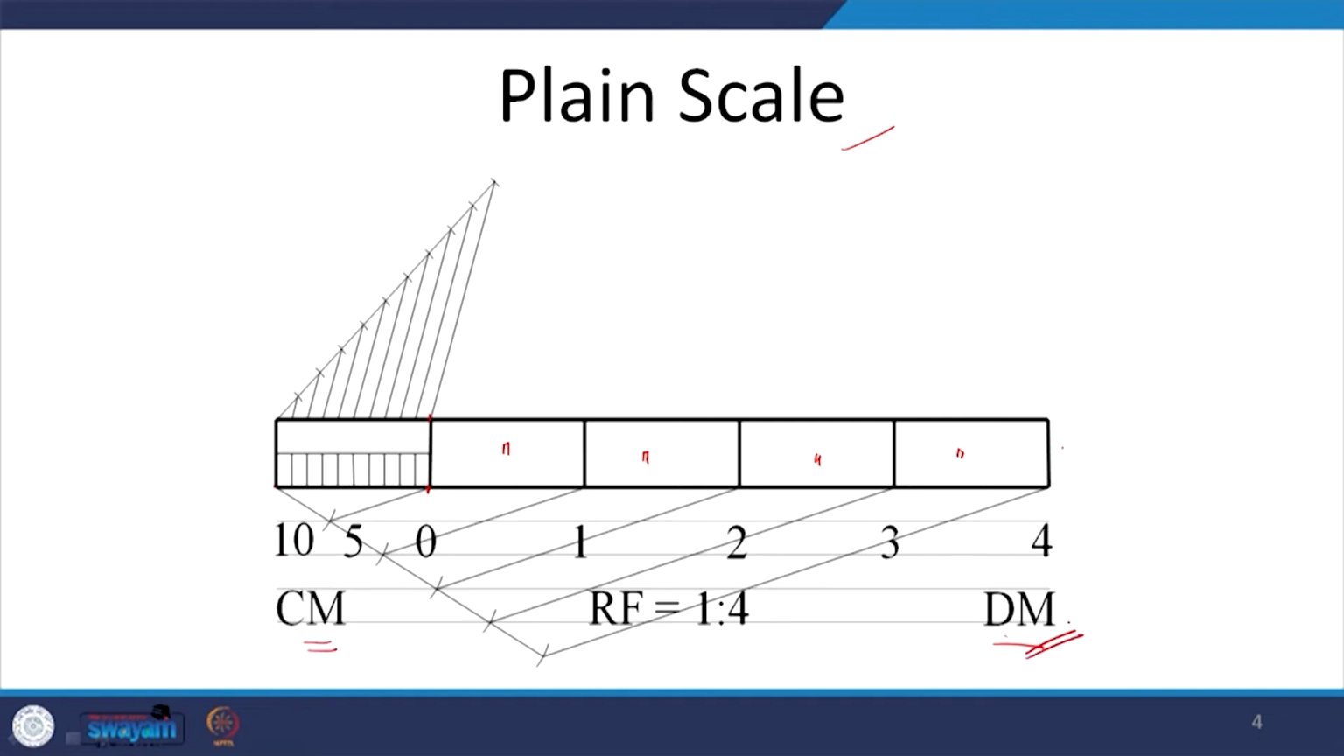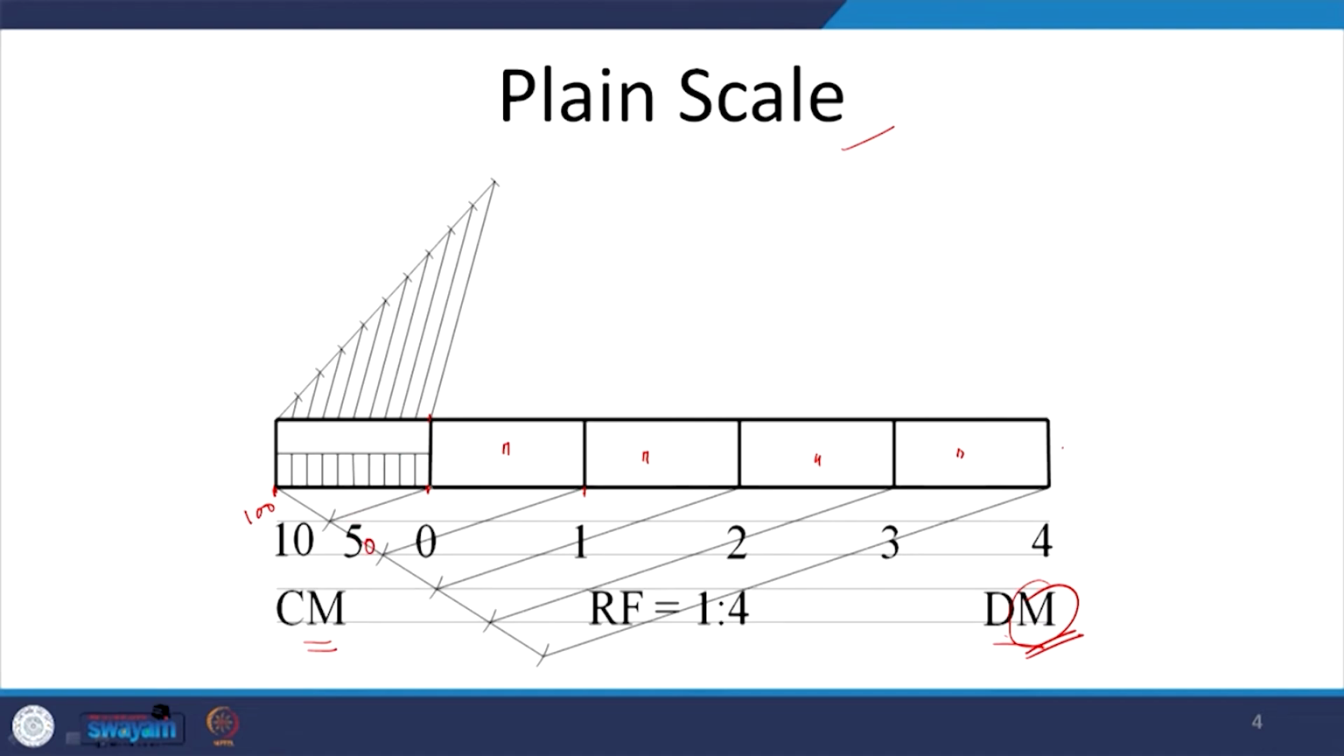It could also be 100. Suppose it was meters and we were representing centimeters here. Then this would have been 100 here. While it is 1 meter here, this is actually 100 centimeters, and instead of 0 we would have had 5, we would have had 50.